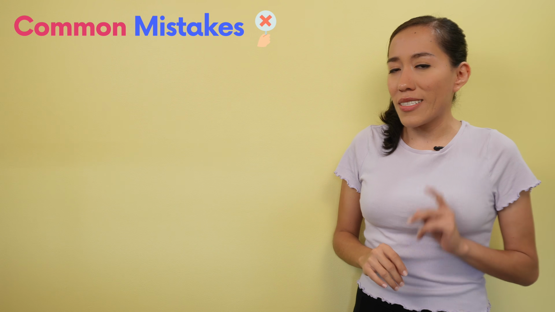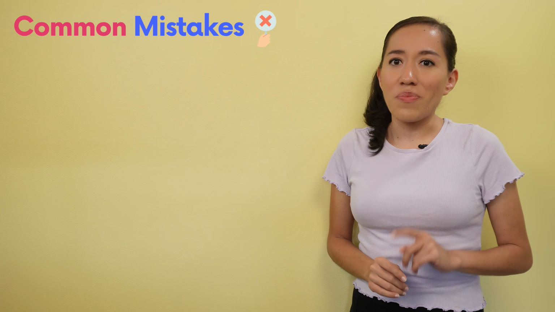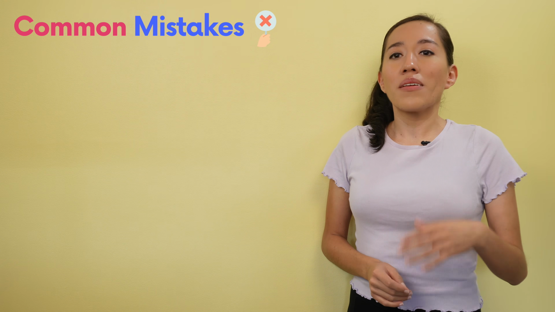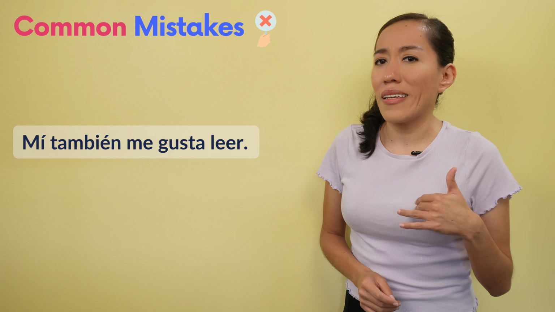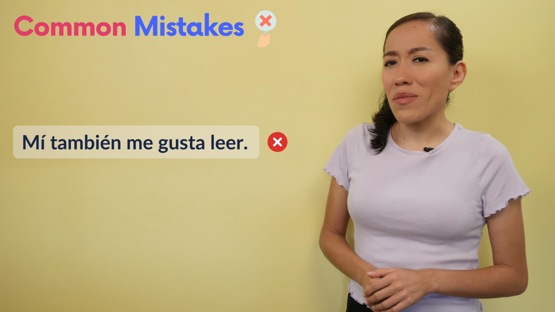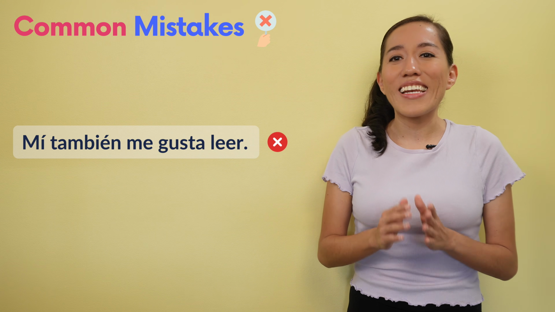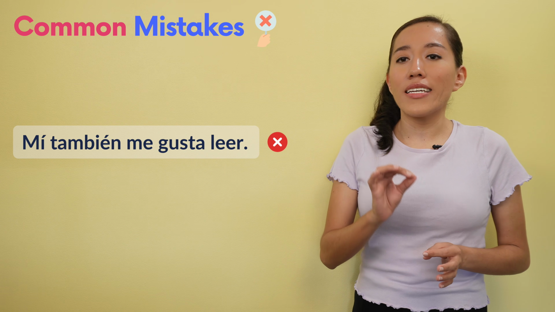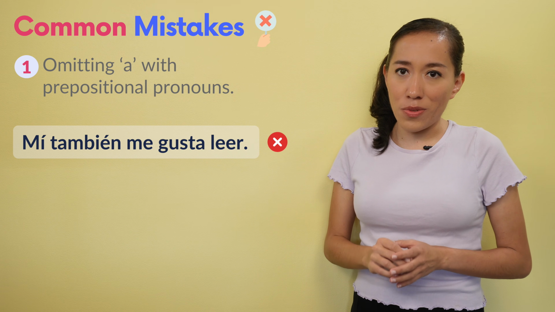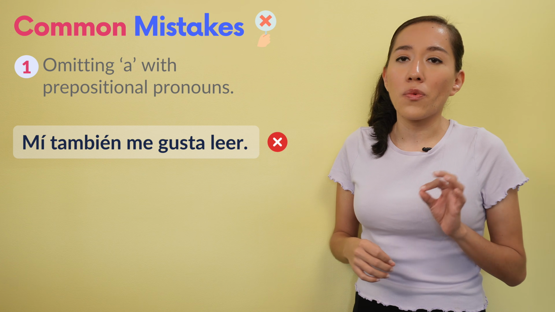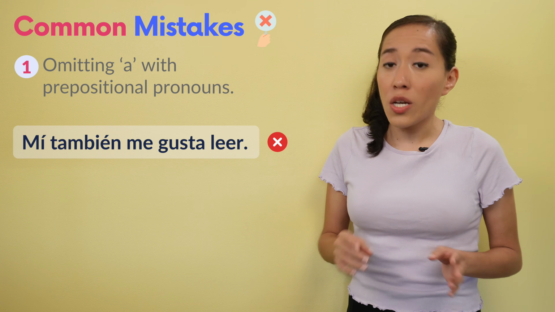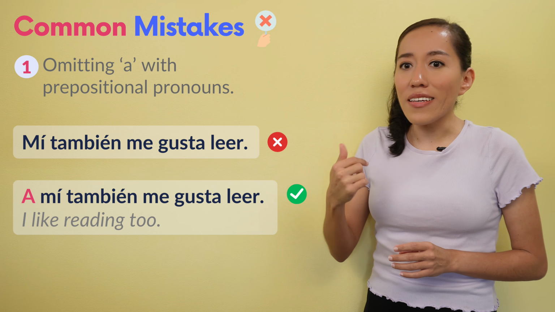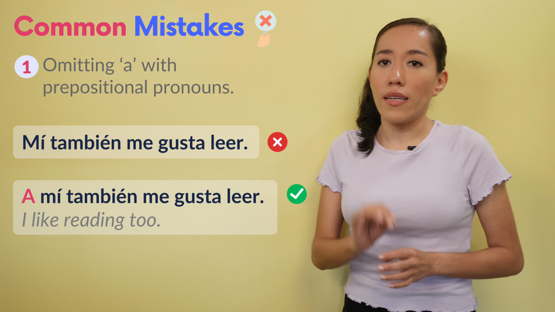Before we wrap up, I want to show you some common mistakes that can really hurt your fluency. Observa esta oración. Mí también me gusta leer. ¿Qué le falta? What is it missing? Muy bien, le falta la preposición a. The first mistake es omitir la preposición a when we're working with prepositional pronouns. We should have said, a mí también me gusta leer.